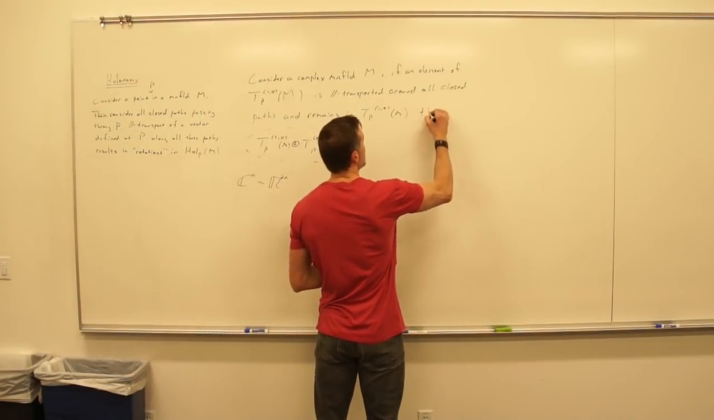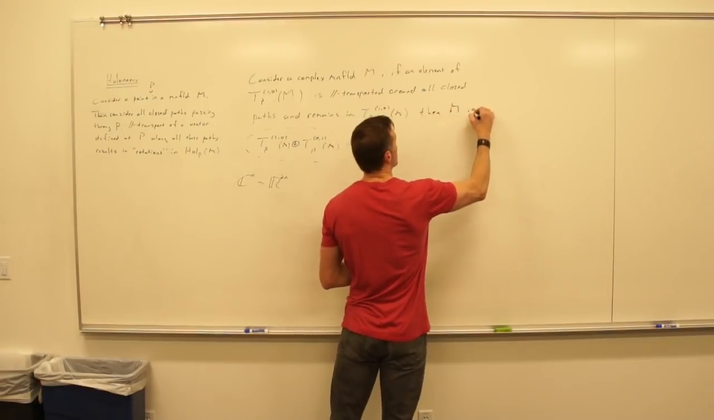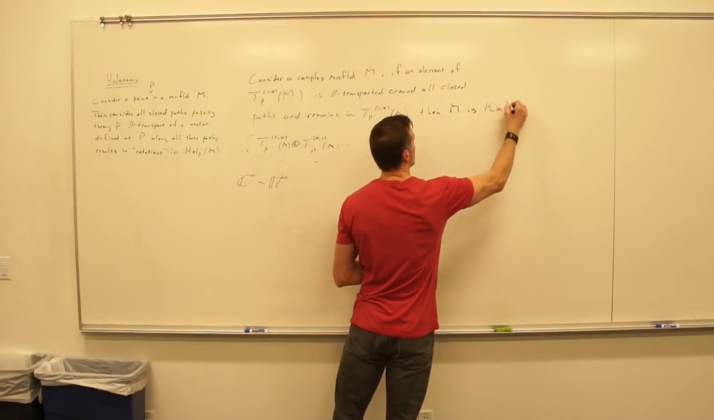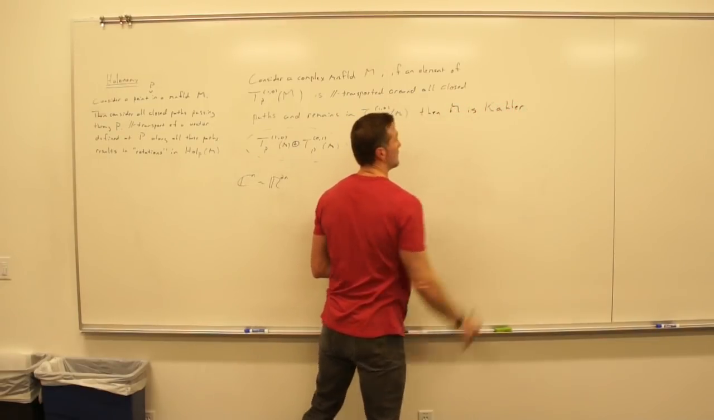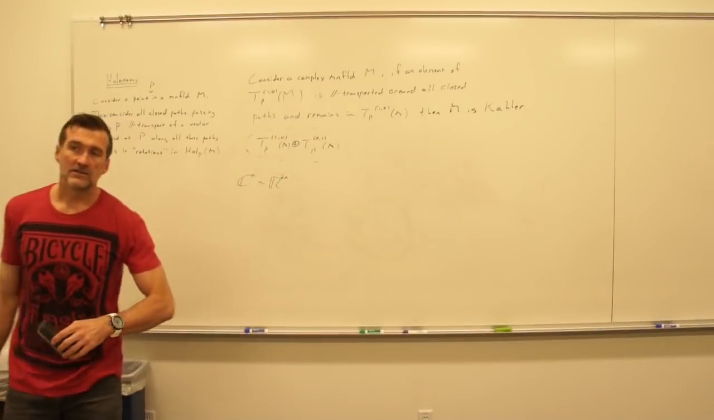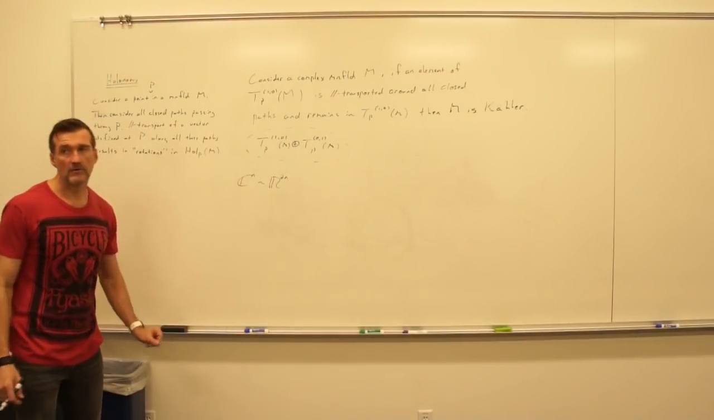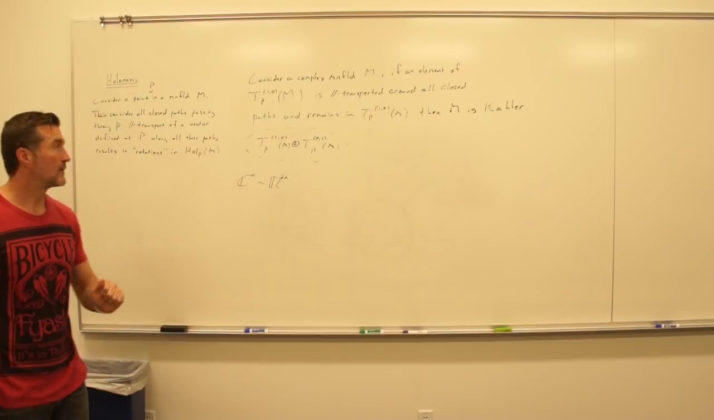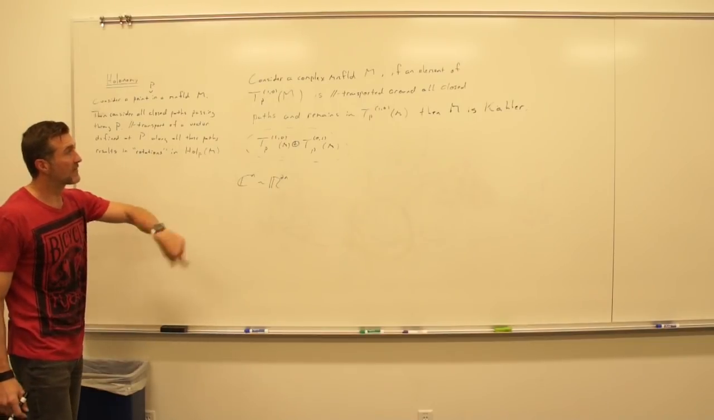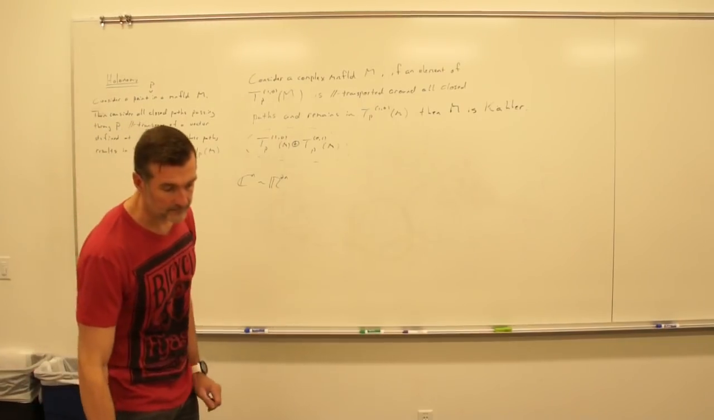And if that is the case, then M is Kahler. So this is the definition of a Kahler manifold. It parallel transports holomorphic vectors into holomorphic vectors.